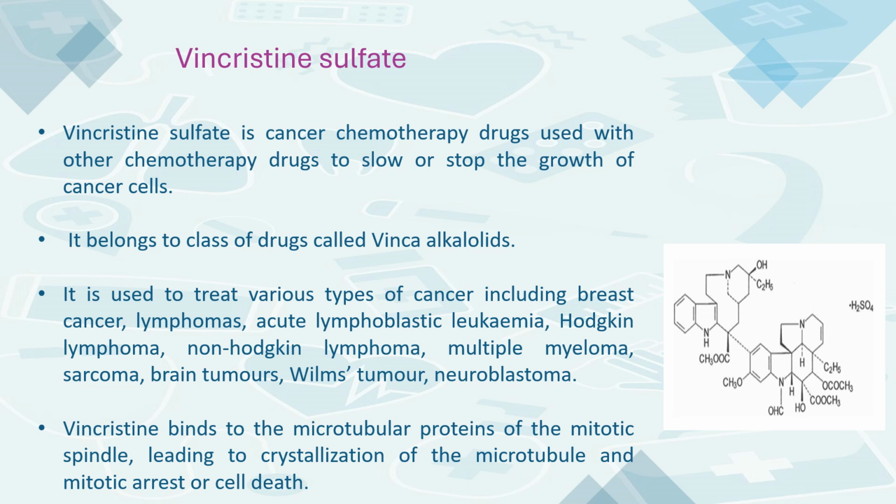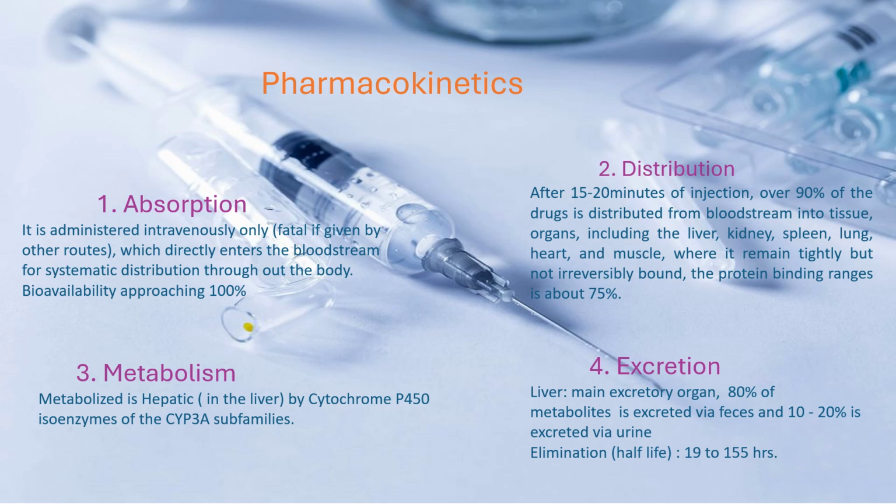Here is the chemical structure of vincristine sulfate. Here is the pharmacokinetics of vincristine sulfate. The first one is absorption. It is administered intravenously, which directly enters the bloodstream for systemic distribution throughout the body. It is very fatal when it is given by any other route, and its bioavailability approaches 100%.